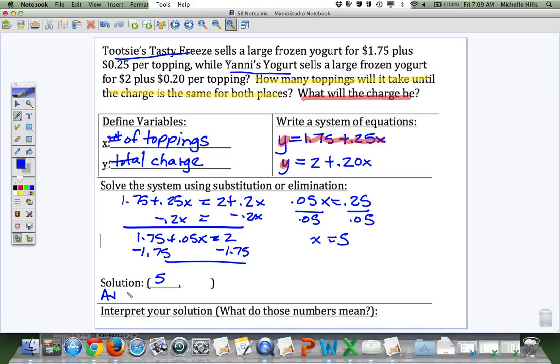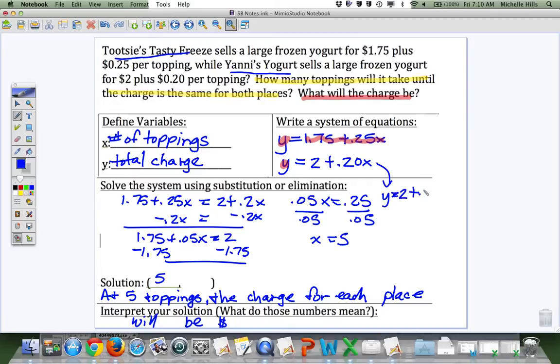So at 5 toppings, the charge for each place will be, again, a complete sentence. Now, the charge is in dollars. You have to have the dollar sign if they're charging money. So I'm going to solve for y. Y equals 2 plus my 0.2 times 5, which means y equals 3.